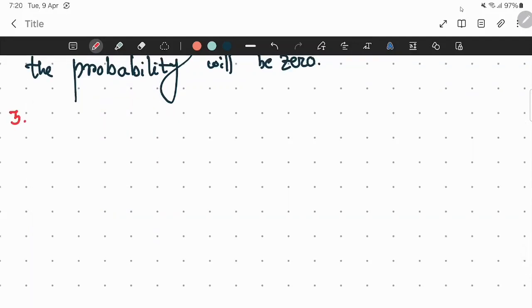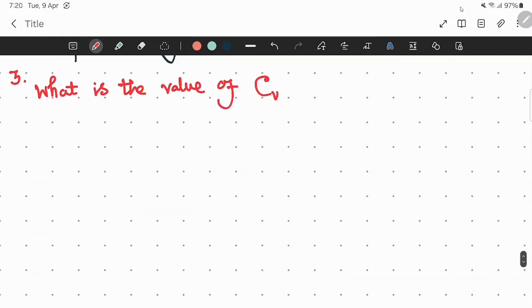Now question number 3. This question you sent me. What is the value of CV of SO3 gas in terms of R?